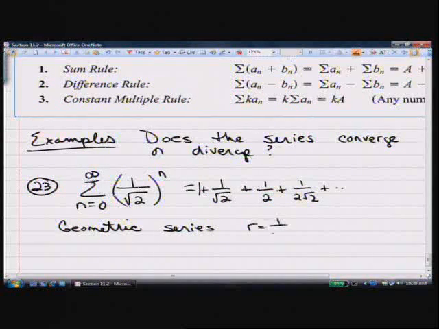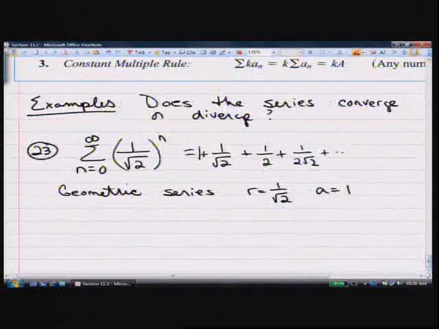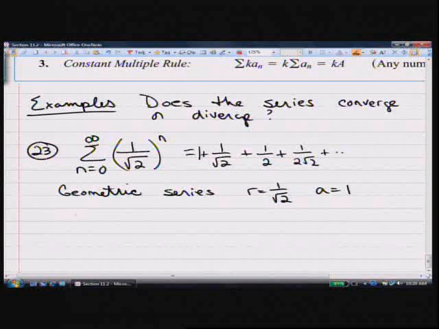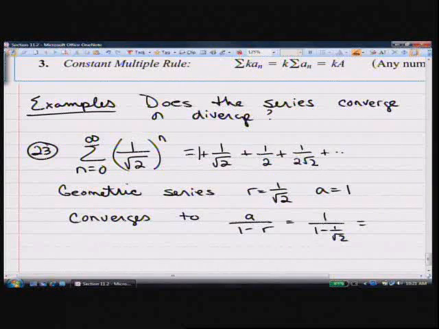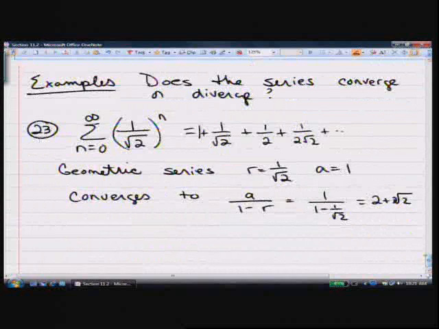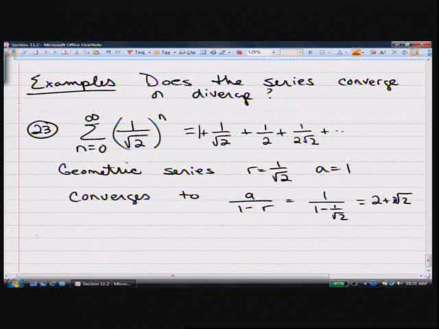R is equal to 1 over square root of 2. A is equal to 1. So since your R is between negative 1 and 1, it will converge to A over 1 minus R, which is 1 over 1 minus 1 over the square root of 2, which is equal to 2 plus the square root of 2 if you do a bunch of work. I have to rationalize the denominator and that sort of stuff. All right. Now, let's do another one.